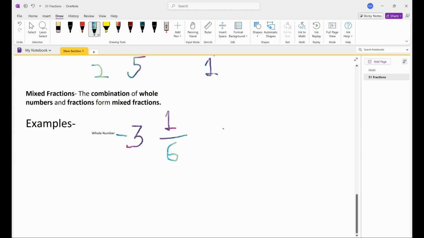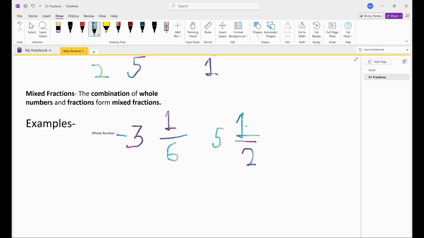Some more fractions are 5, 1 upon 2. Now you see, these two fractions, they will be called mixed unit fractions because they have whole numbers and their numerator is 1.